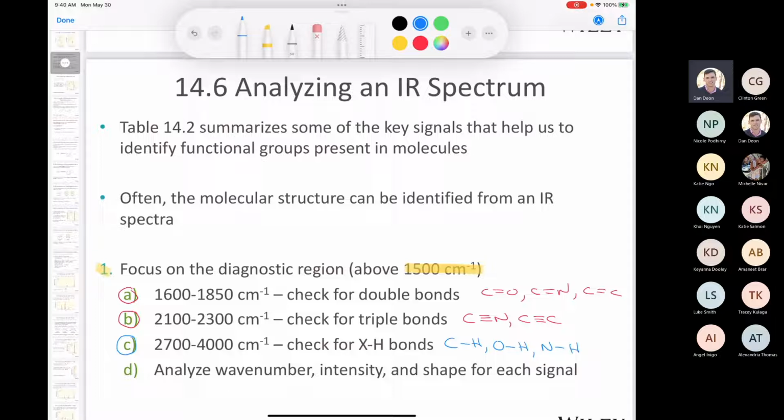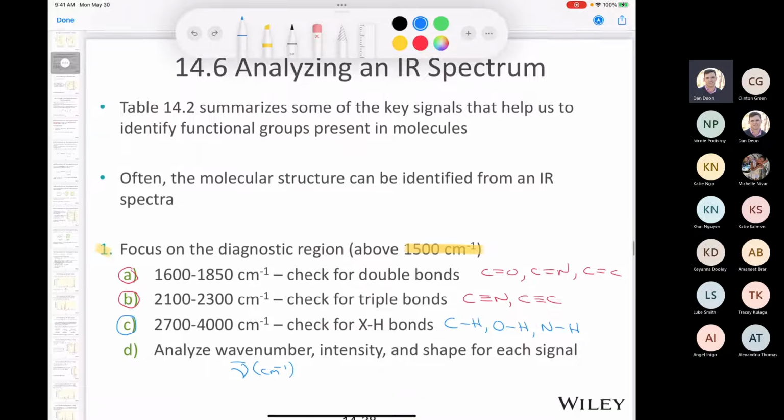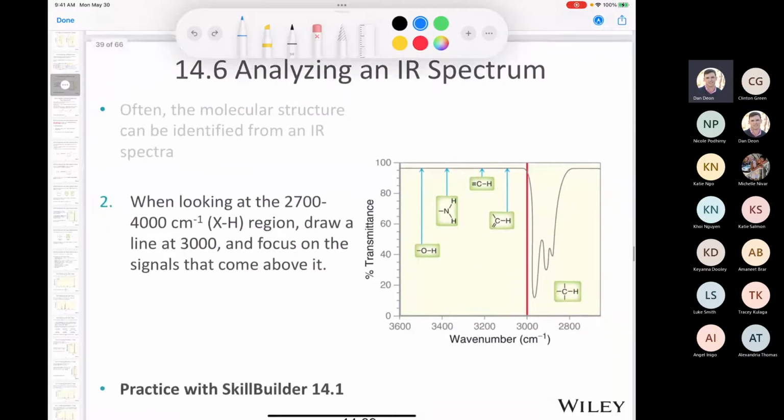Then you analyze the wave number, so we look at the wave number in reciprocal centimeters. Then we look at the intensity and shape of each signal in that diagnostic region. Remember that oftentimes a molecular structure can simply be identified from an IR. Not always, but oftentimes it can.